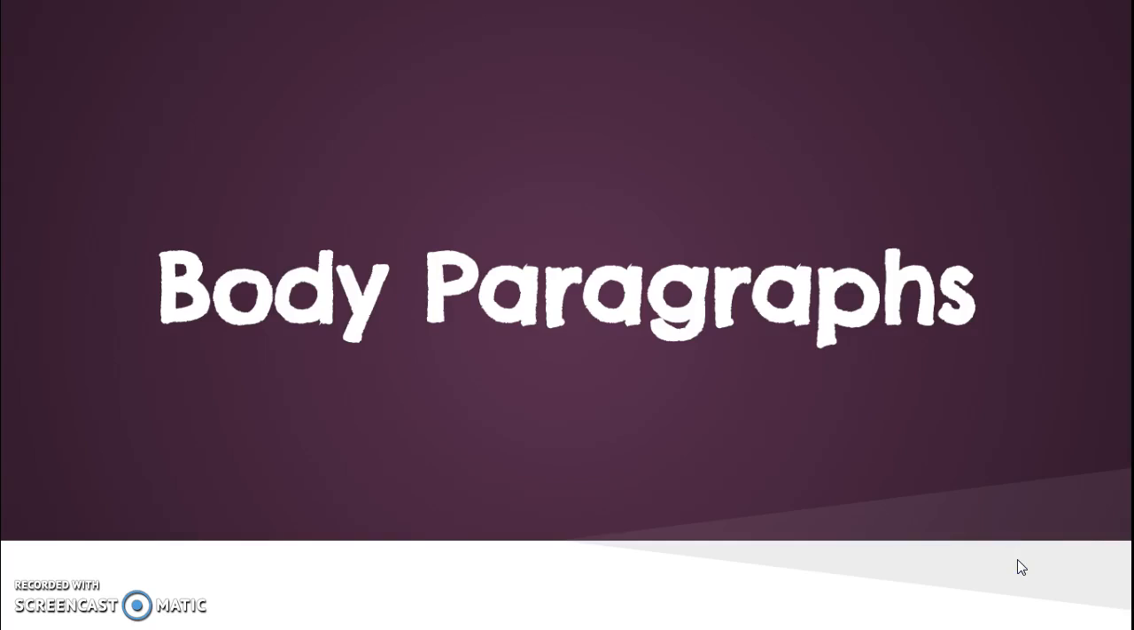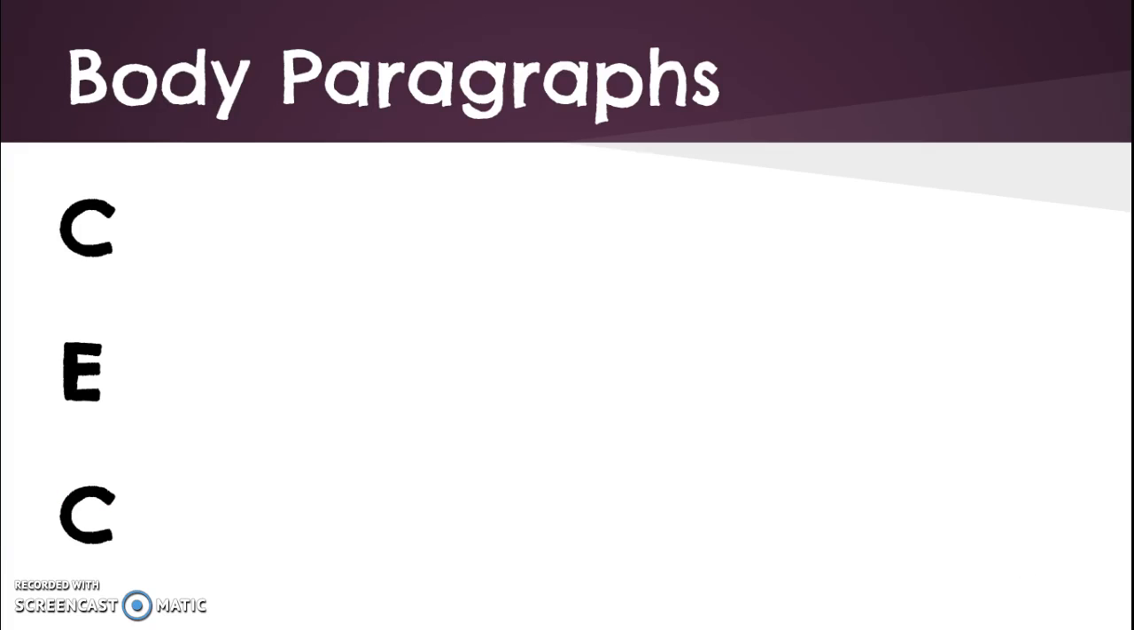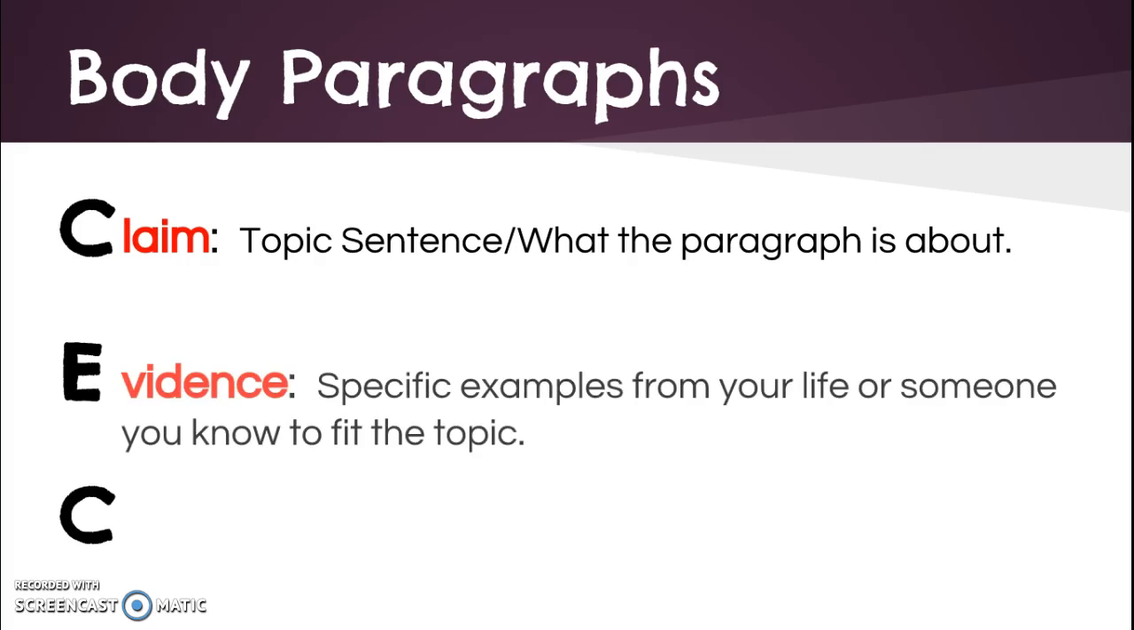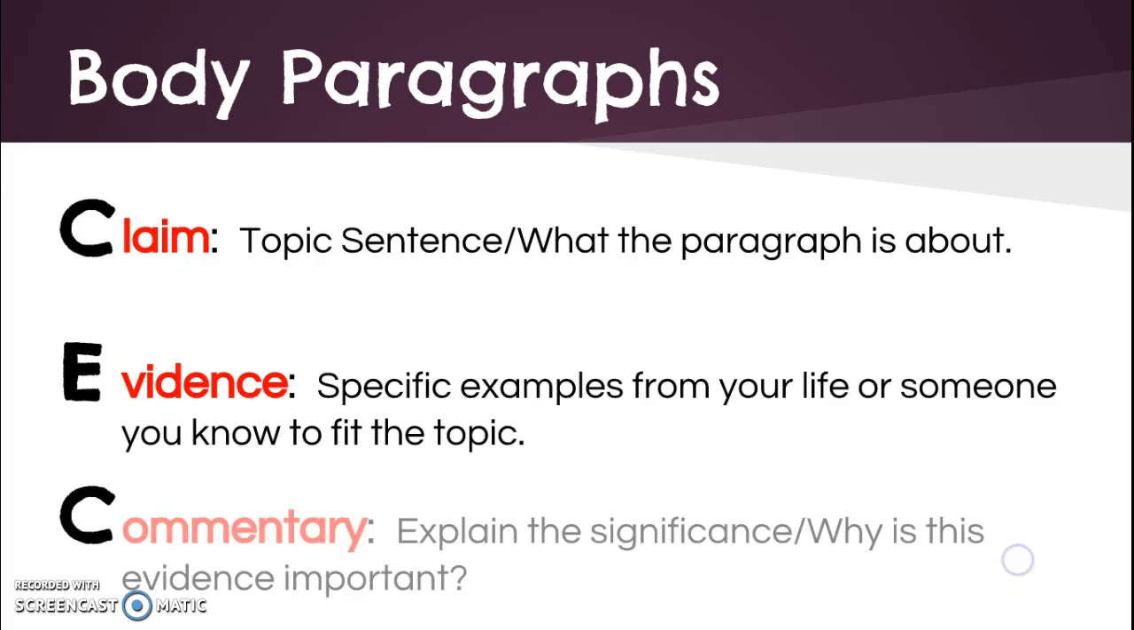So now getting into the body paragraphs. Your body paragraph should be in CEC format, which stands for claim, which is your topic sentence or what your paragraph is about. The evidence should be specific examples from your life or someone you know that support your claim. And then your commentary, which should be the bulk of your paragraph. This is where you explain the significance or the so what. This is where you need to prove how your evidence supports your claim. And all the while, this should be answering your question.